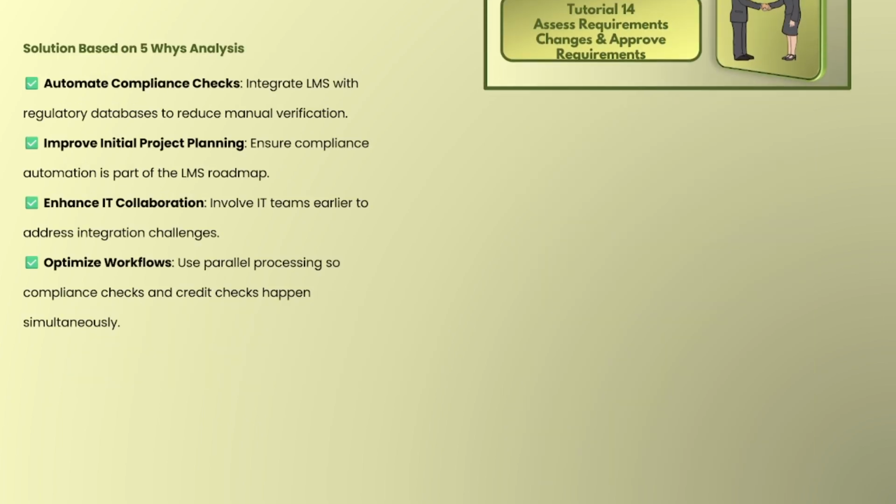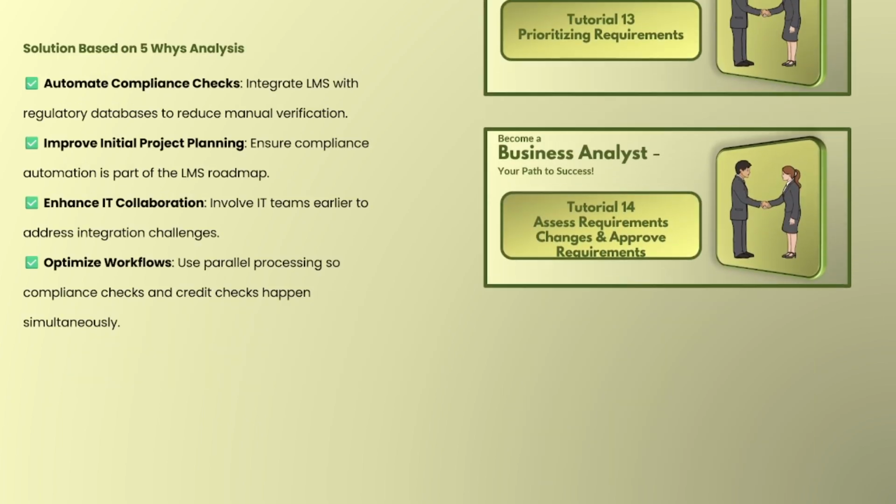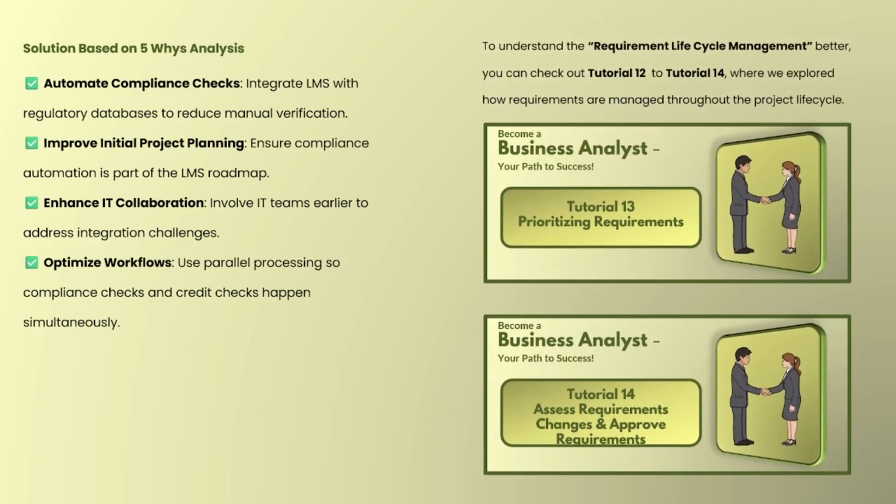Now let's see the solution based on 5 Whys analysis. Well, automate compliance check, which means integrate the loan management system with the regulatory database to reduce manual verification. Then improve initial project planning, because our roadmap was not properly maintained. That's why the issue arises. So improve initial project planning.